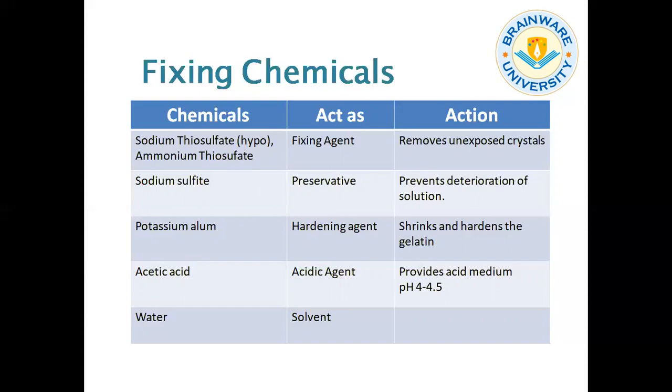And as we know, the fixing chemical is acidic. So to maintain the acid range, pH of 4 to 4.5, we use acetic acid. And at the last, water is used as solvent of the chemical solution.